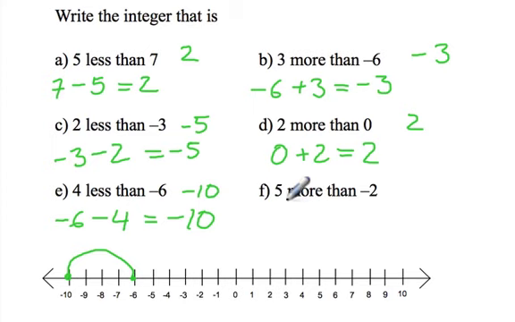And question F, we want 5 more than negative 2. So here's negative 2, and we want 5 more. So 5 more takes us to an integer 3. So that's a 3. Minus 2, and we want 5 more, and that equals 3.